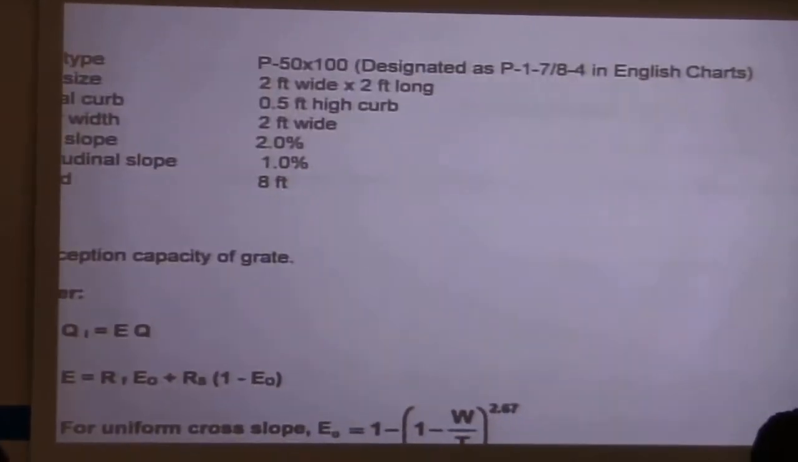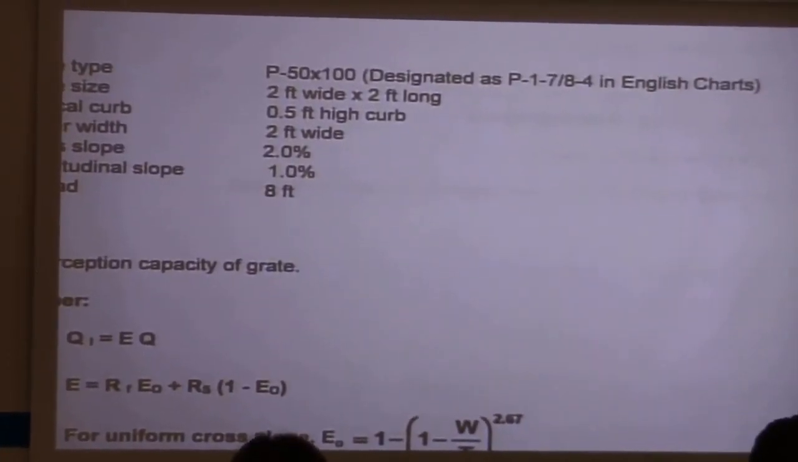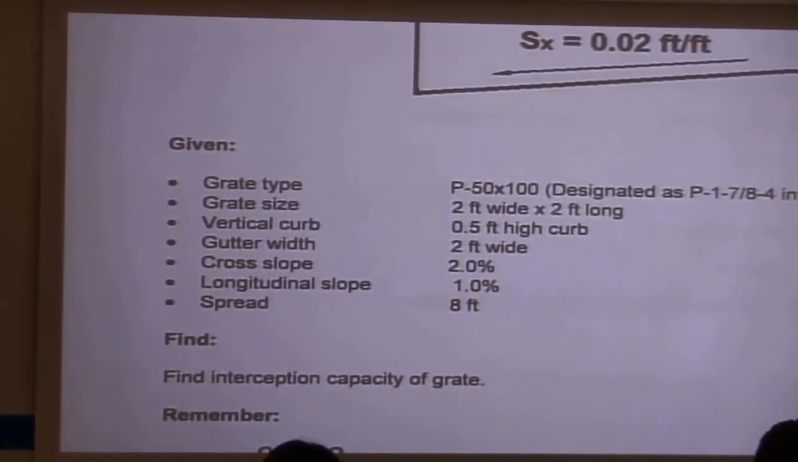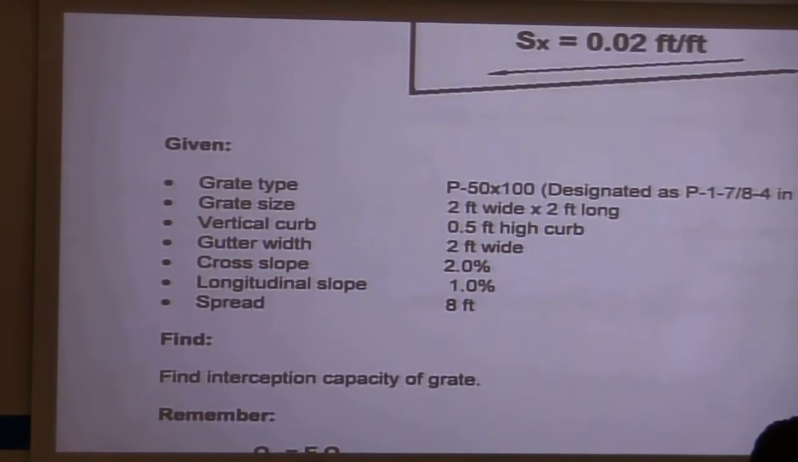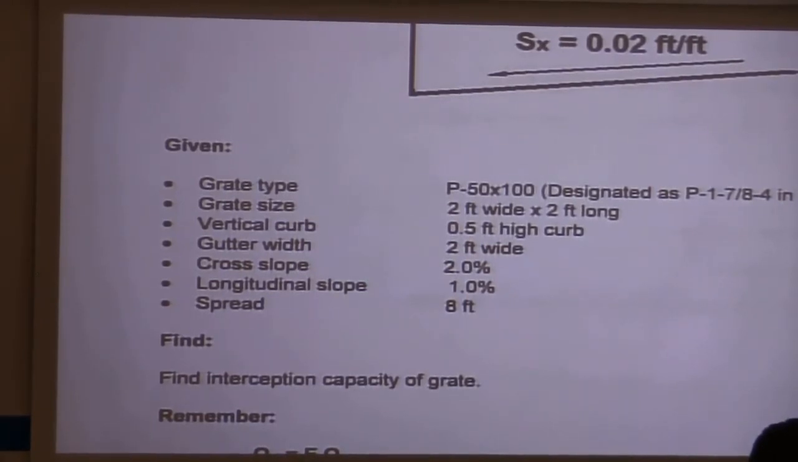So they have it given. Our cross slope is 0.02 right here. Grade type is the same, that P50 times 100, 2 by 2. Curb height is 1/2 foot. Curb gutter width is 2 feet. Cross slope is 2, so that longitudinal is 1, and our spread is 8 feet.